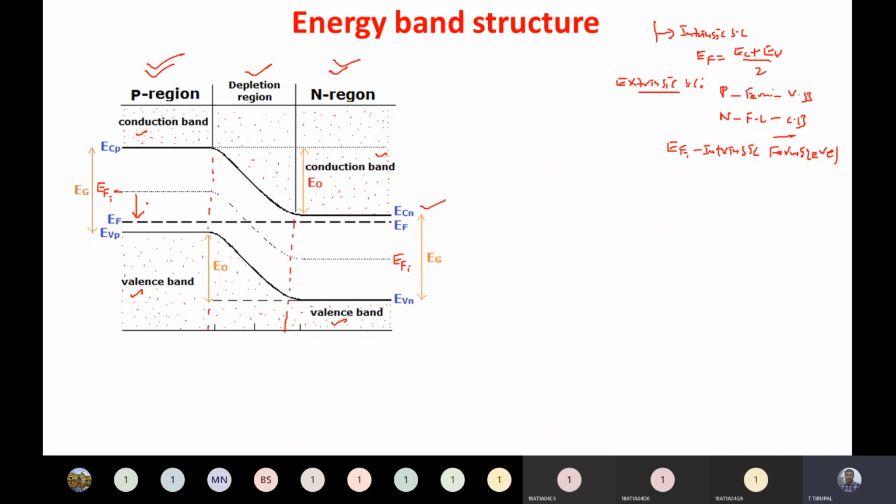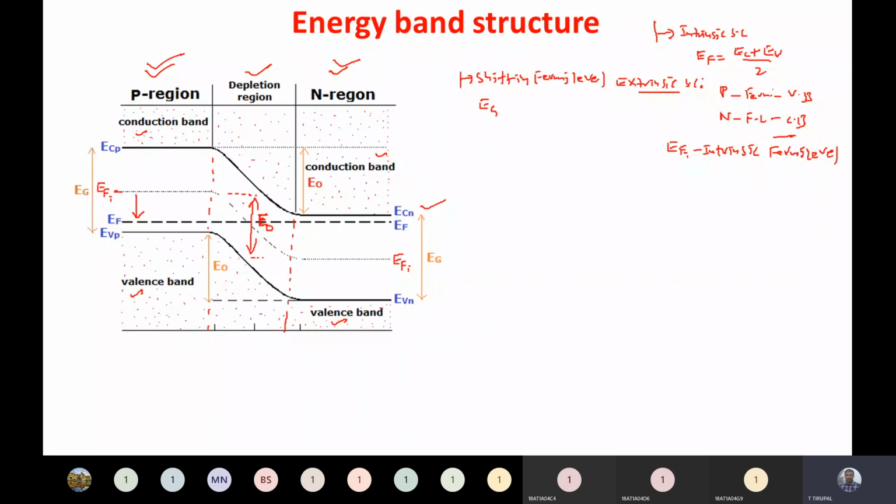Most probably in this energy band structure, the questions will come like this. What is the shift in Fermi level in P-type and N-type semiconductors? They will be asking this, and also what is the energy gap EG? If you observe here, the Fermi level has been shifted from this point to this point. The gap from this point to this point is called E naught.